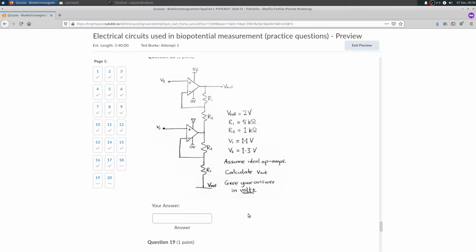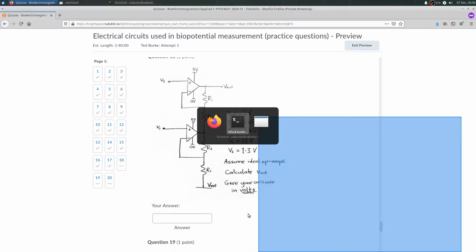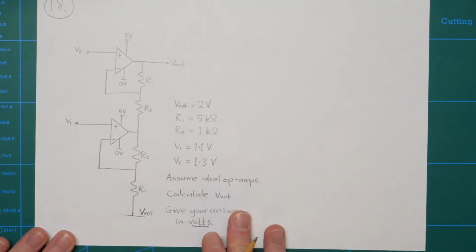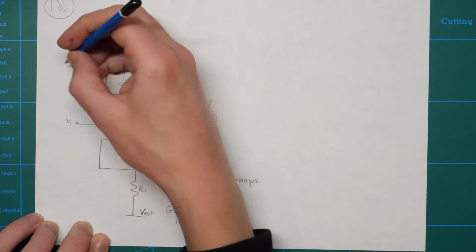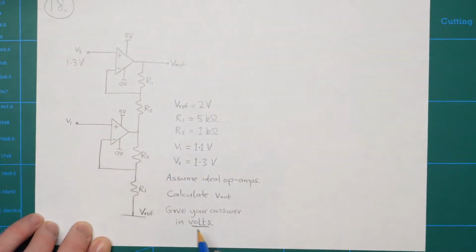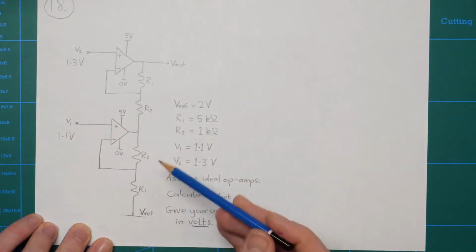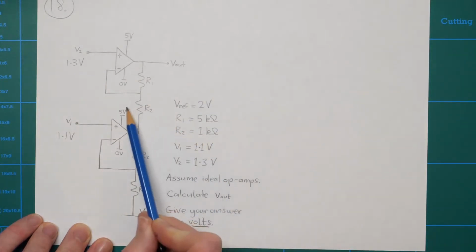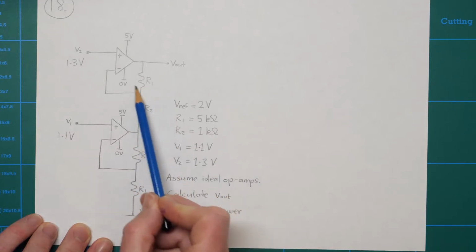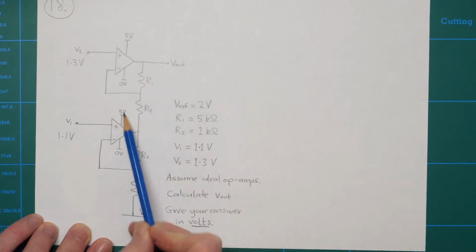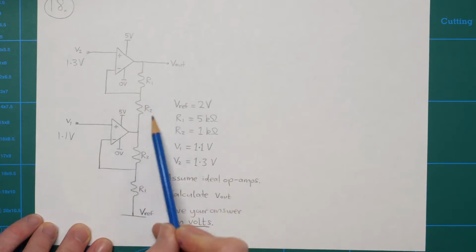Okay, question 18. So what have we got this time? V2 is 1.3 volts. V1 is 1.1 volts. And we can see here R2 is 1 kilo ohm and R1 is 5 kilo ohms. So I can see straight away that the differential gain here is 6. So it's 1 plus 5 over 1, which is 6.